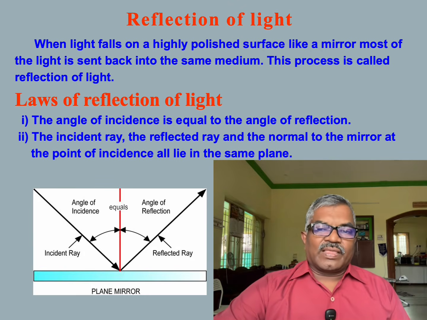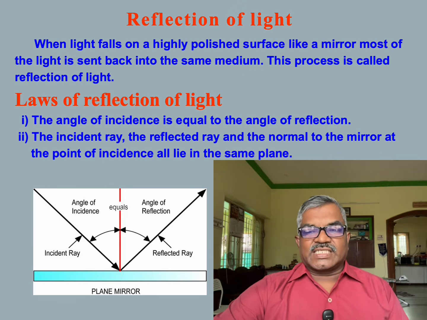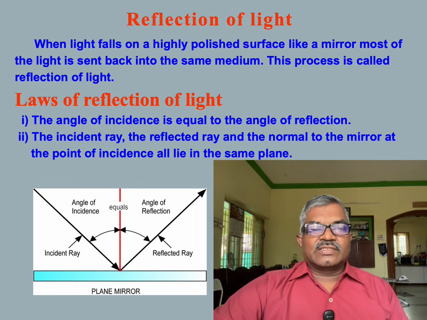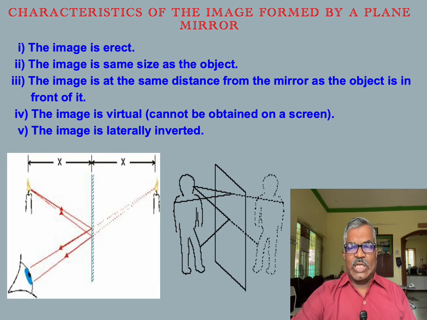The second law: the incident ray and reflected ray and the normal to the mirror at the point of incidence lie in the same plane. So I already told you what is normal. Here it is a perpendicular line to the reflecting surface. These laws of reflection are applicable to all types of reflecting surfaces, including spherical surfaces.